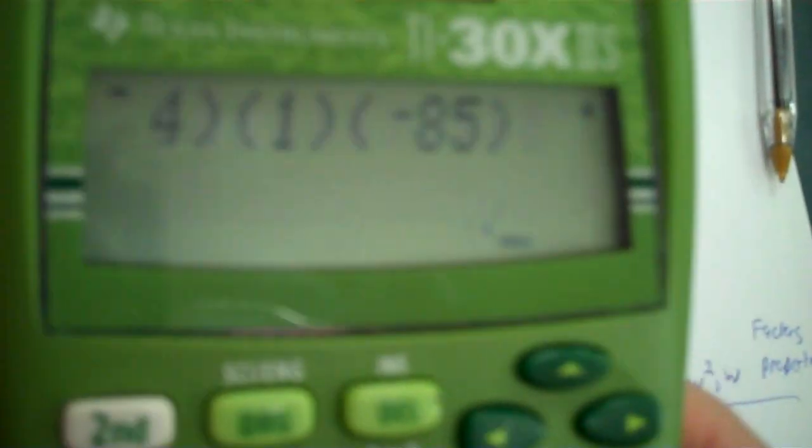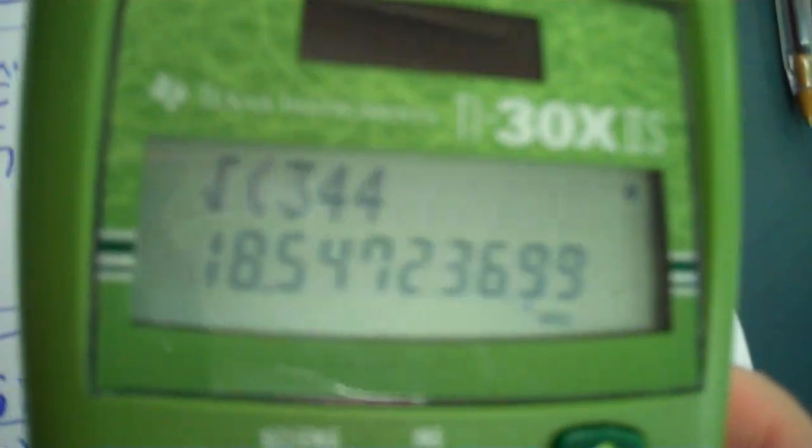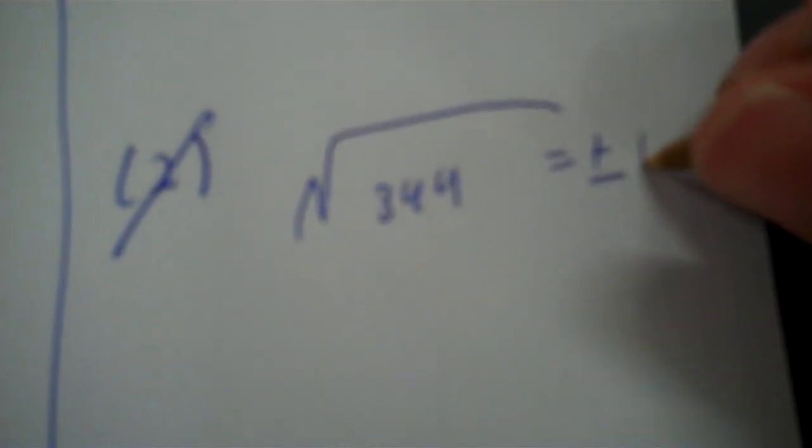So we got 2. 2 times 1 is 2. Then I make my square root and I evaluate the inside. So negative 2 to the second, subtract the product of 4, 1, and negative 85. So I get 344. So the square root of 344 is going to be 18.55.